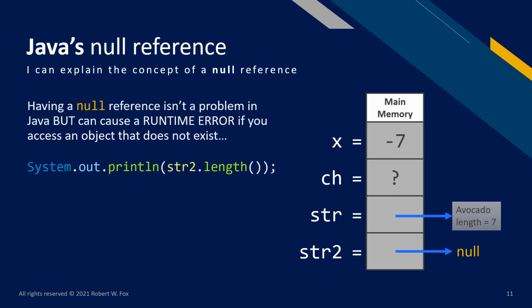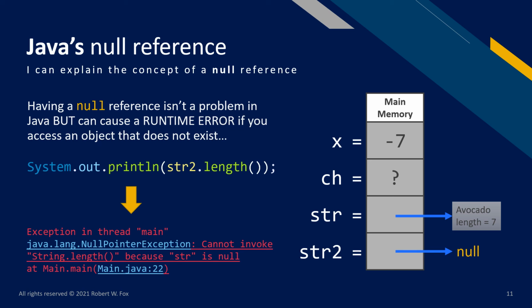str2 refers to null. There's no object associated with it, but you do have to be careful because if you try to use an object and it's null, it can throw a runtime error. So take a look at this example where I try to println the length of str2. Well, since str2 doesn't refer to a string, it cannot have a length. And so when we try to run this code, Java is going to crash with a runtime error saying that we have a null pointer exception. It can't call length because there's no string there to call the length of.